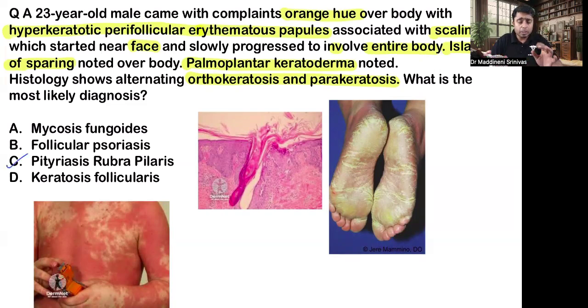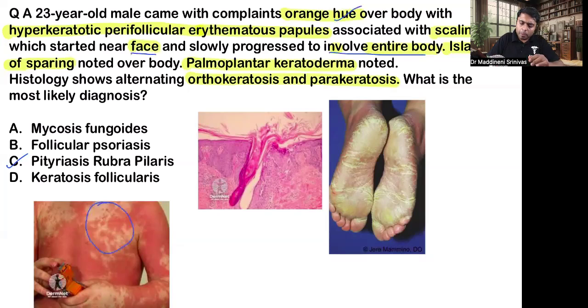Very, very important question, where we are going to see this orange hue over the body, and the lesions are going to be having cephalocaudal spread. That is, here it is shown, it started near the face and progressed to involve the entire body, cephalocaudal spread. And you can see there are islands of sparing, that is, islands of normal skin are seen in the entire skin. You are able to see that there is erythema, but here and there you are able to see that the skin is not erythematous.